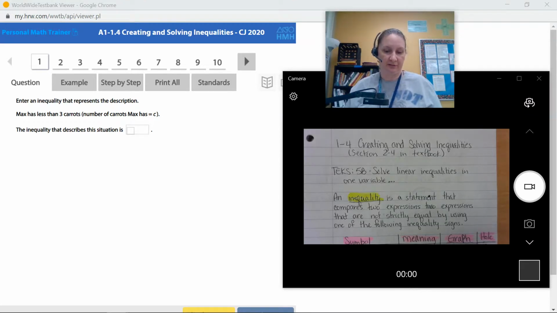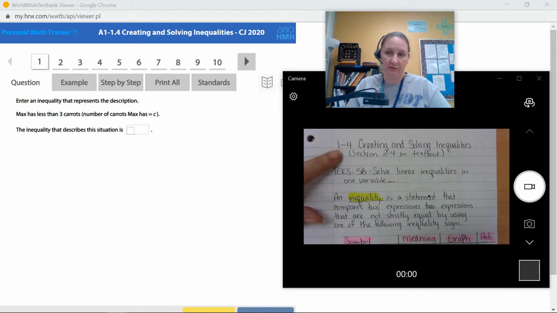Okay, this is the 1-4 creating and solving inequalities. This one is a relatively short video. So we're going to look at section 2-4 in the textbook, and it's 1-4 for assignment purposes. Solve linear inequalities using one variable.